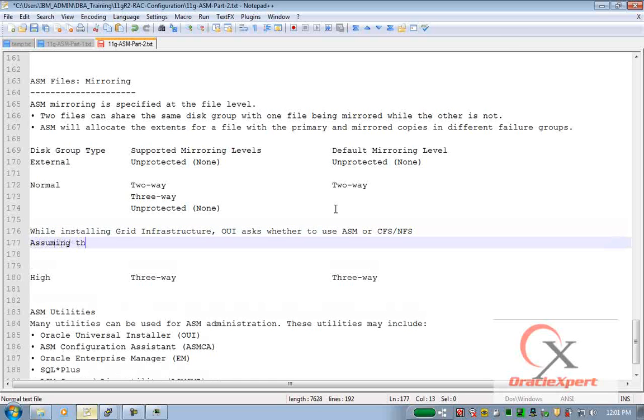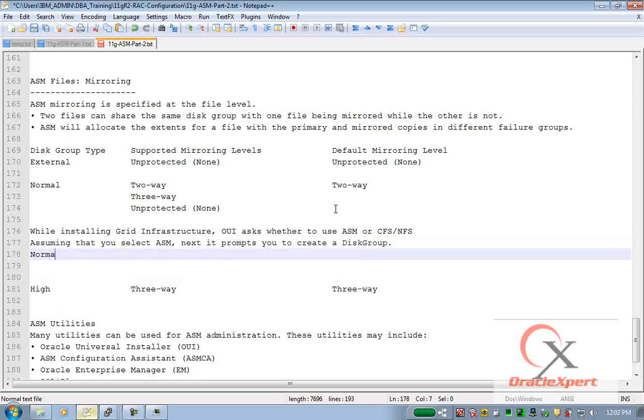Assuming that you select ASM, next it prompts you to create a disk group. Remember, during installation it showed you a list of all ASM disks, out of which we cherry picked only the first 2, and then we said the name of the disk group is data, redundancy is external. But assume that you are trying to create a disk group with normal redundancy. So how many disks were visible? 4. I can consume all 4.